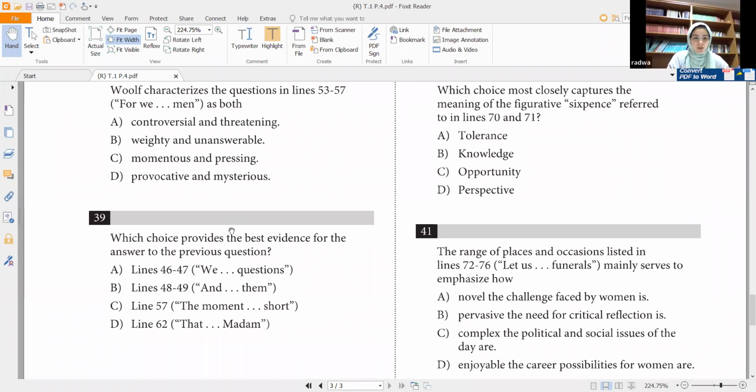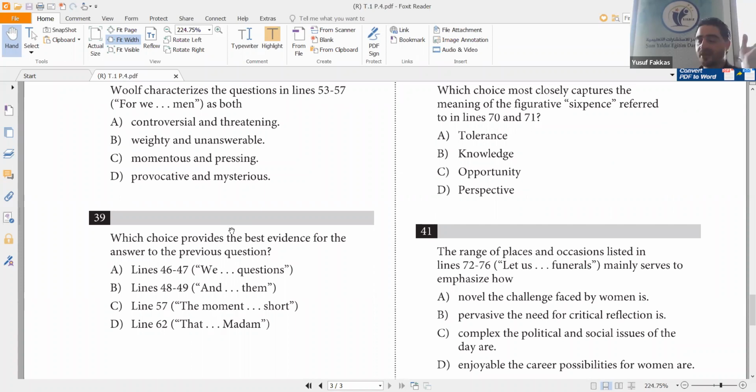But remember, 39, for example, the moment is short. I guess because it's momentous at the 39 question, so I saw the evidence is the moment is short. Okay, as I said, you have to focus on the look. The thing is, sometimes we focus on the evidence, but we forget what the question is really asking us to do. And that's why I say, before you try even reading any of these lines on evidence, you have to highlight the keywords. And here they said, Wolf characterizes the questions in these lines as both. So when you highlight the word both, you have to know that you need two characteristics. And when you say the moment is short, okay, that makes sense, but it's one characteristic, but I need both.